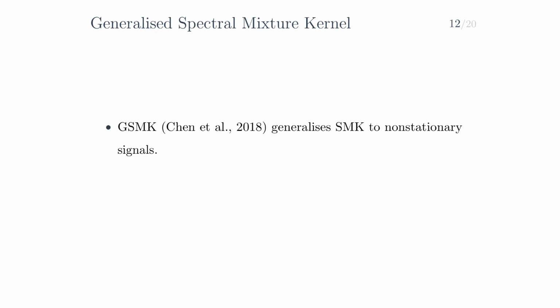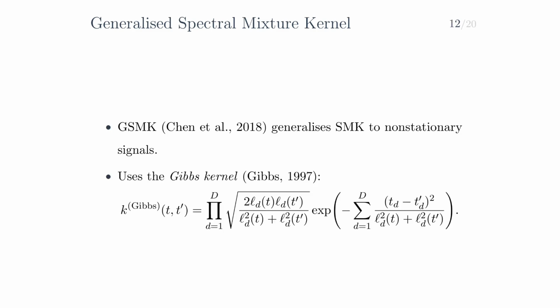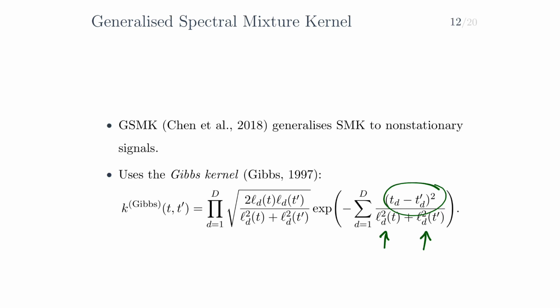Besides multiple outputs, the spectral mixture kernel can also be generalized to non-stationary signals. The authors call the resulting kernel the generalized spectral mixture kernel, abbreviated the GSMK. Their construction makes use of a non-stationary generalization of the exponentiated quadratic kernel called the Gibbs kernel. You see that it indeed somewhat resembles the exponentiated quadratic kernel here, where now the length scales depend on time, meaning that we have a non-stationary version of the EQ kernel, but we also have this weird prefactor here.